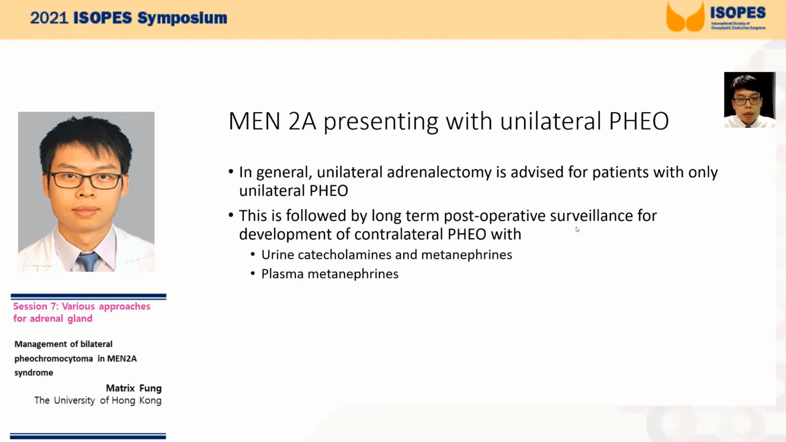So in general, the consensus is that a unilateral adrenalectomy is advised for patients who present with only a unilateral pheo in MEN2A. This is followed by long-term postoperative surveillance for any development of a contralateral pheo by urine or plasma tests. Of course, this approach has to be tailor-made. For example, for patients with a strong family history of bilateral aggressive pheochromocytoma, a more aggressive approach of preemptive bilateral adrenalectomy might be warranted if they already have a unilateral pheo.